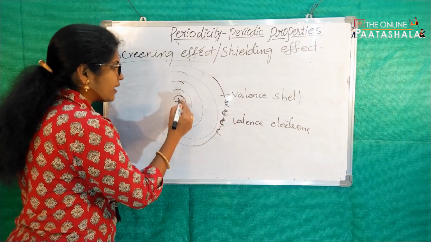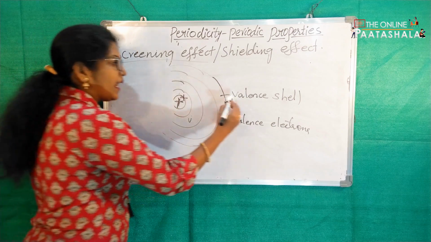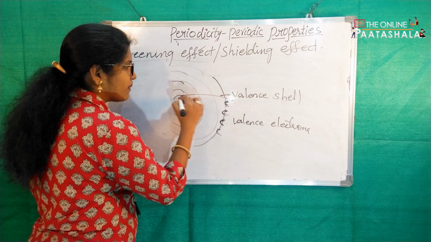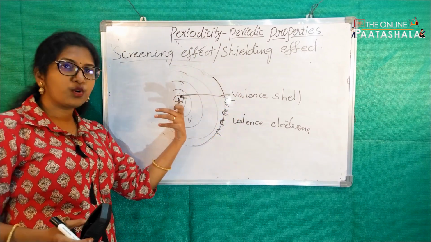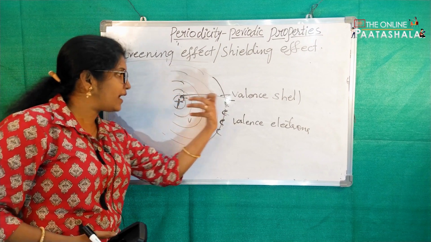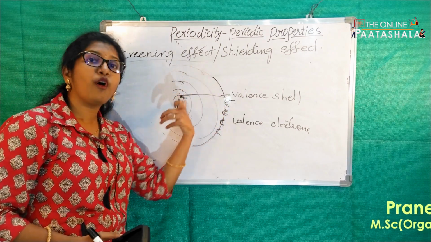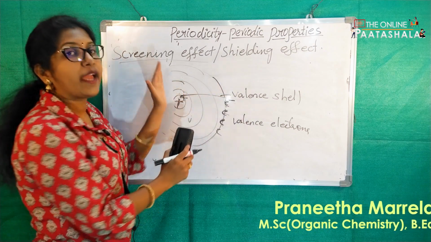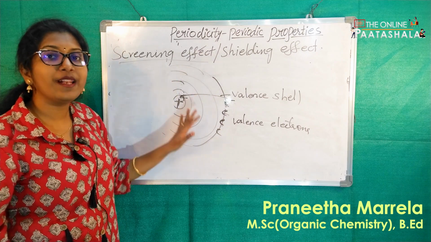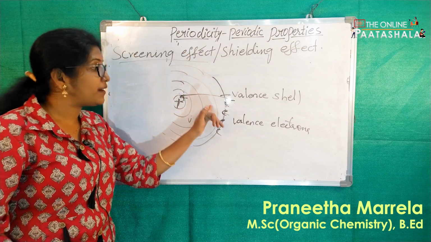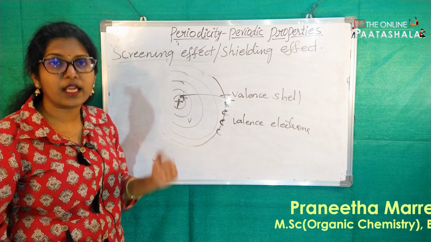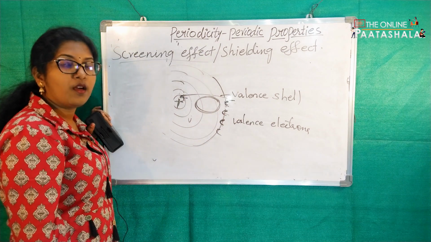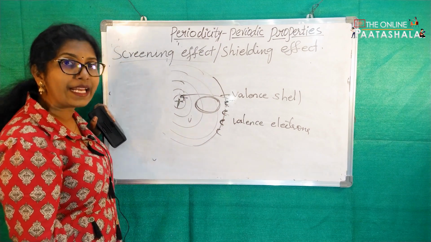In the center is the nucleus, which has a positive charge, and the electron has a negative charge. That means there is attraction between the outermost shell and the nucleus, and you would have more attraction. In some way, these attractions will be decreased. Why is it decreasing? Because of the presence of inner electrons.